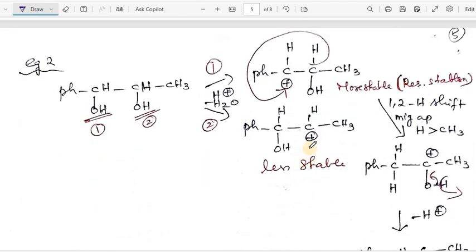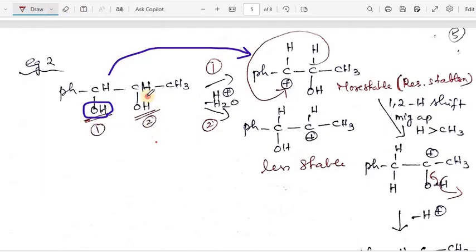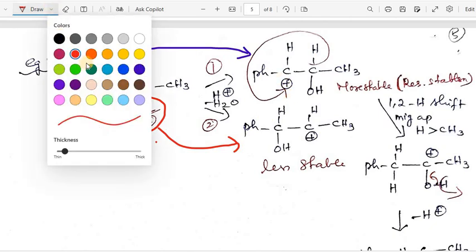Here, let us consider the possibility of having hydrogen and methyl. See, in this example, two possibilities. If this OH is removed, then this carbonium ion will form. And if this OH is removed, this carbonium ion is formed. Which is more stable? This one is more stable because the positive charge is stabilized by the phenyl ring.